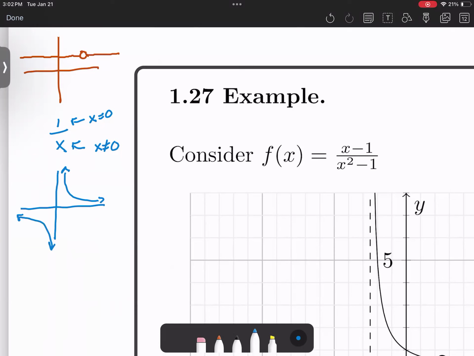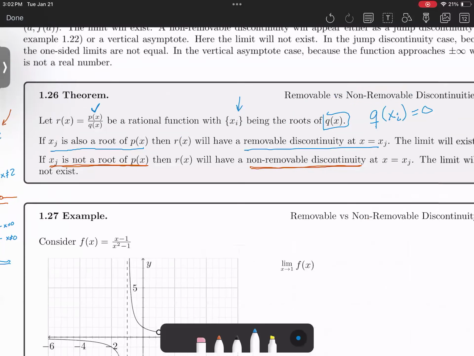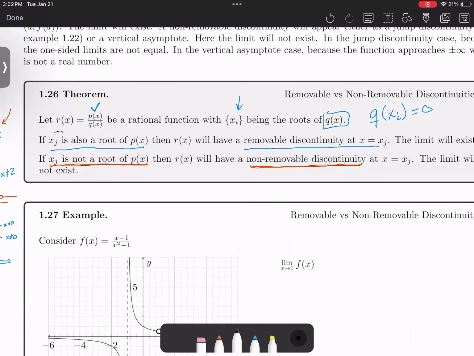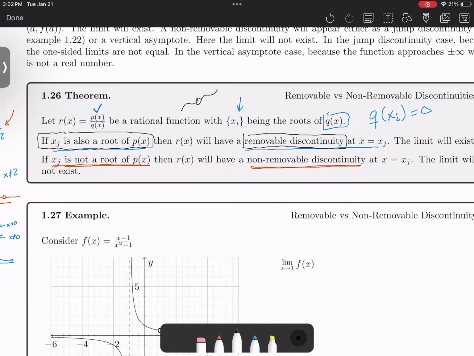So it's the exact same thing you learned in algebra, except now you can talk about it using limits. If you have a root, top and bottom, it will be a removable discontinuity. It will appear as a hole in the graph, and the limit will exist. If you have a root in the denominator, but not a root of the numerator, then you have a non-removable discontinuity, and the limit will not exist.